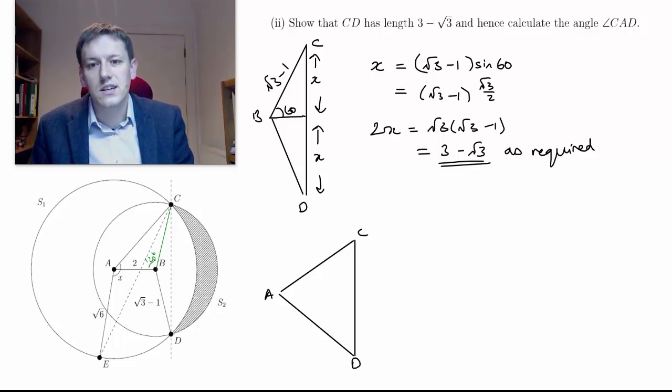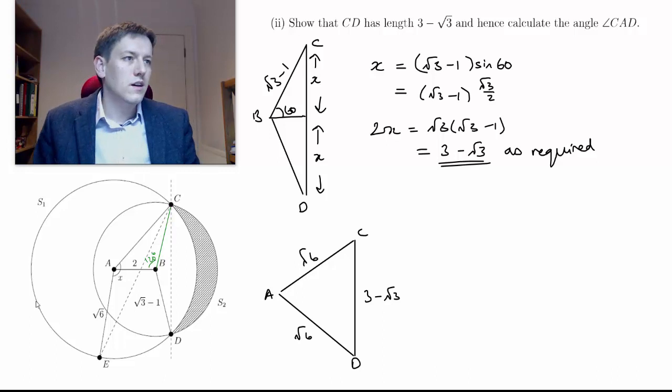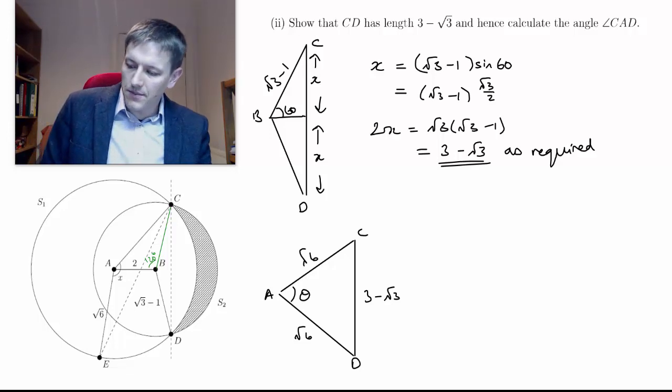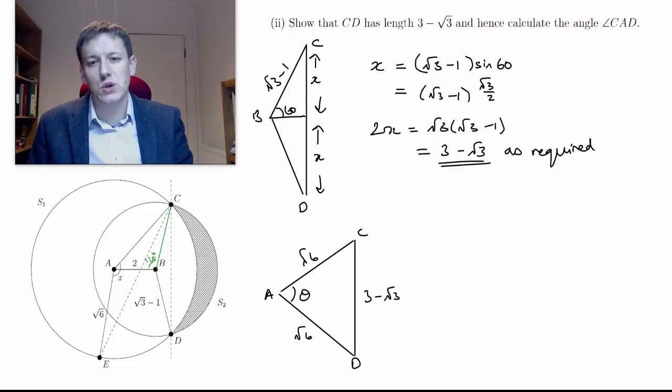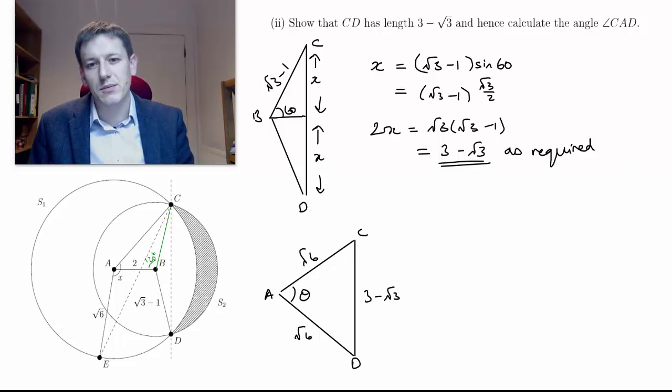Okay, so we've just worked out CD is 3 minus root 3, CA is root 6, and AD is also root 6 because they're both radii of the circle there. And I want CAD. Okay, so let's call that one theta. And so again, I can just apply the cosine rule here and work out theta as we did before. In principle, you could also try splitting this in two and working out 1/2 of theta. If you do that, you'll see the numbers don't necessarily give you such an easy angle to work out if you go down that route. So I'm going to stick with the cosine rule here.